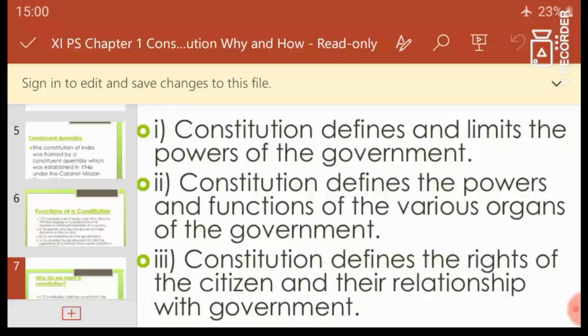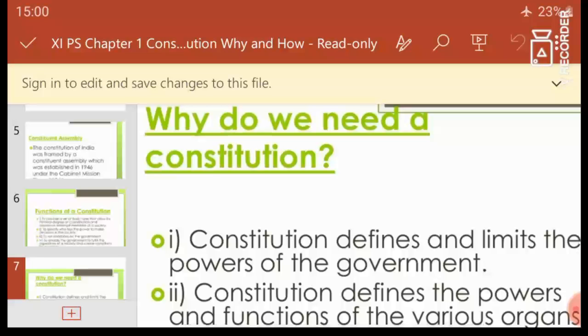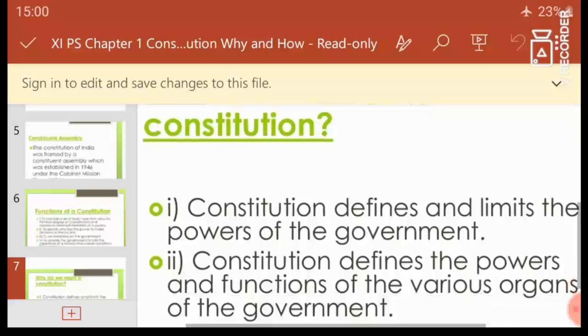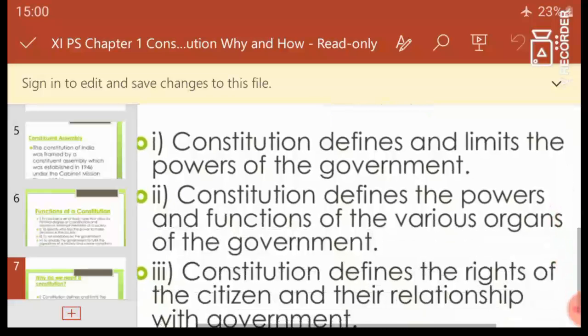And secondly, what are the limits over the government? How can government be restricted if it has become undemocratic or if it is working unconstitutionally? That is also a mechanism which constitution provides. So therefore we need constitution. Constitution becomes very important for us in this respect.